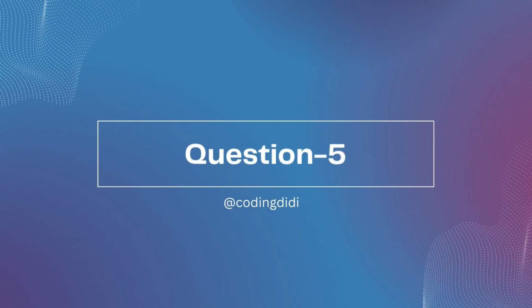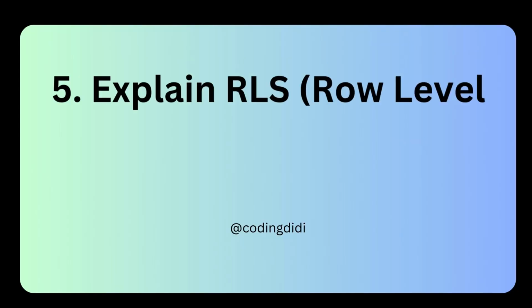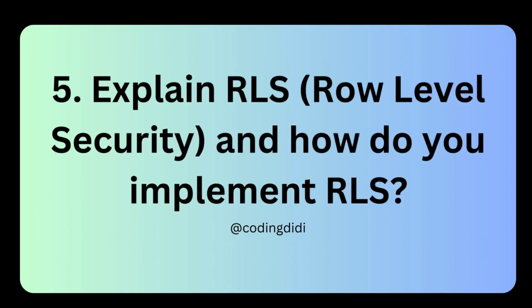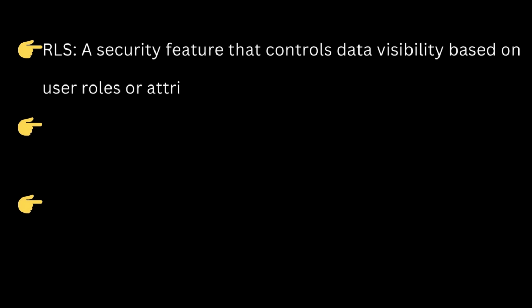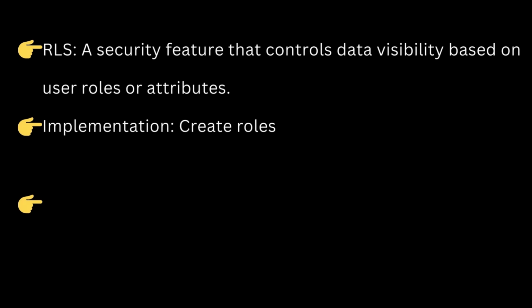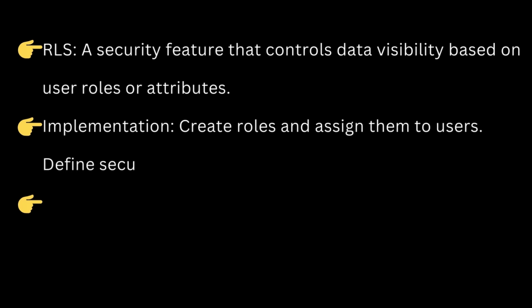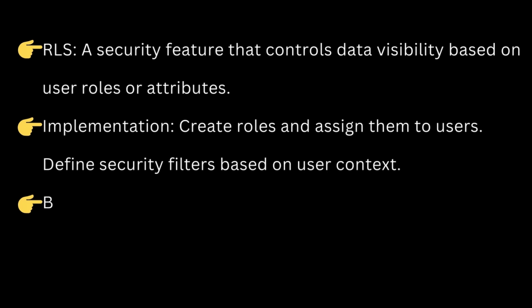Let's see question number 5. Question number 5 is to explain RLS and how you implement RLS. RLS is basically row-level security. Row-level security is a feature that controls data visibility on the basis of the user role and the user attributes as well. For the implementation, you have to mention that you create a role and then assign it to the user, whichever role you want to assign to that particular user. And you also have to define the security filters based on the user's context.